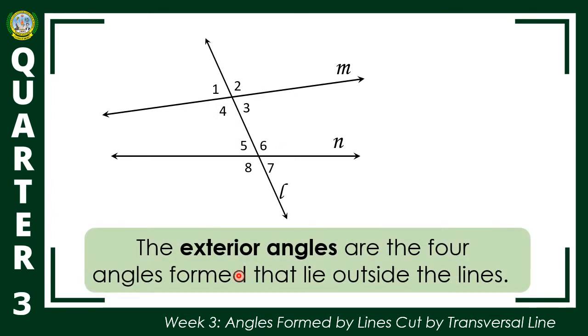So, which means the remaining 4 angles are what we call the exterior angles. Yun naman po yung outside the lines being cut by the transversal line. We have angle 1, angle 2, and angle 7 and angle 8. So remember that we have 4 interior angles and 4 exterior angles.